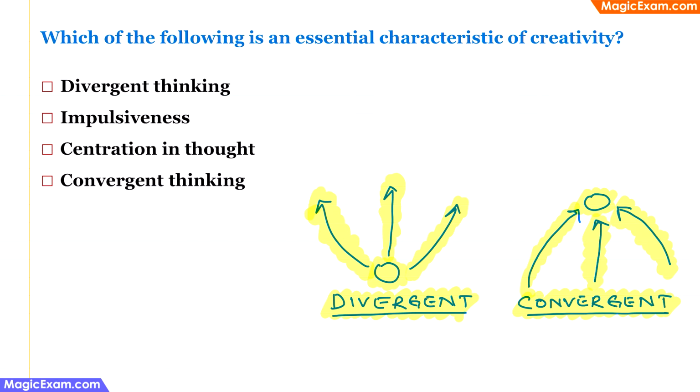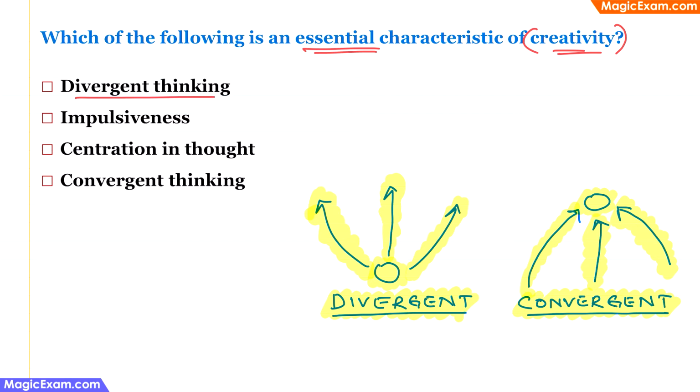Which of the following is an essential characteristic of creativity? Now when we think of creative children, we say that these children are able to think differently. They are able to do things differently. They are able to think outside the box. So this ability to think differently is nothing but divergent thinking.